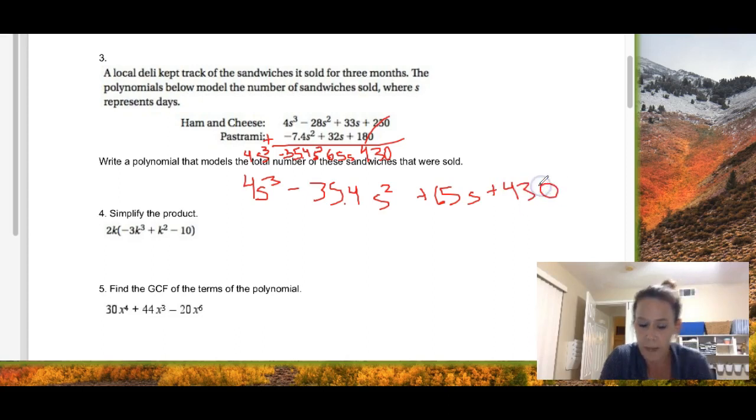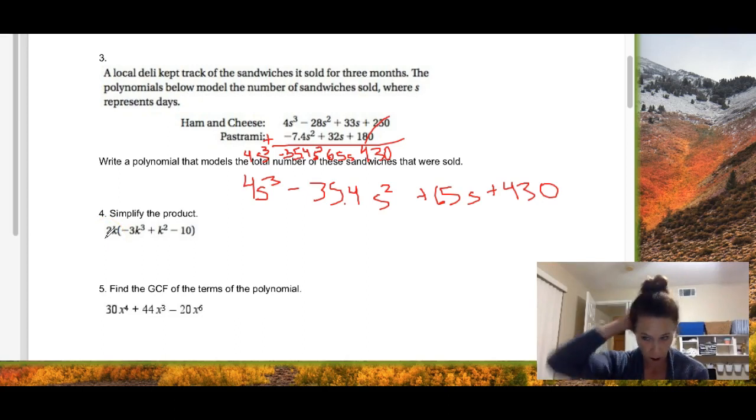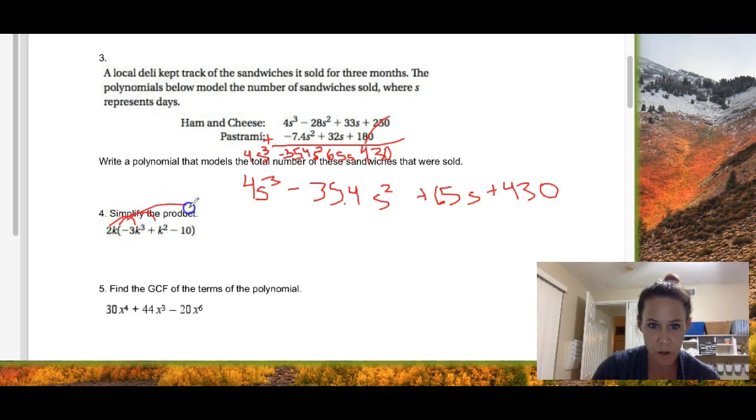Make sure you only add or subtract like terms, all right? Let's go on to number 4, simplify this product. Now this is just distributive property, but now we're dealing with polynomials. So we just have a little more to think about. We're going to distribute to each term.